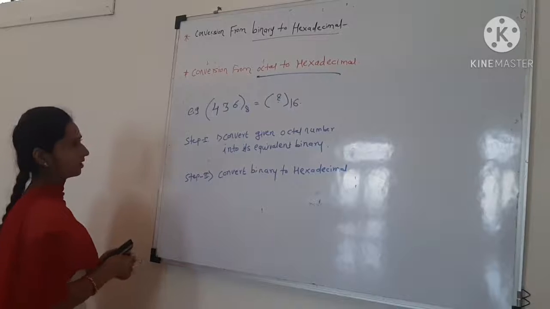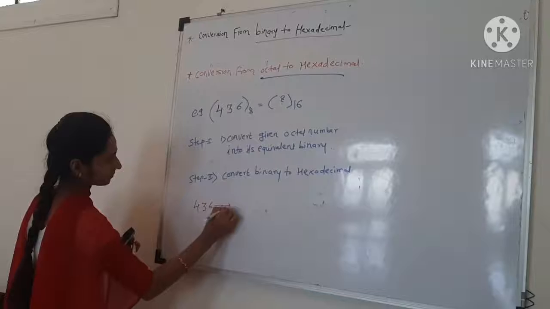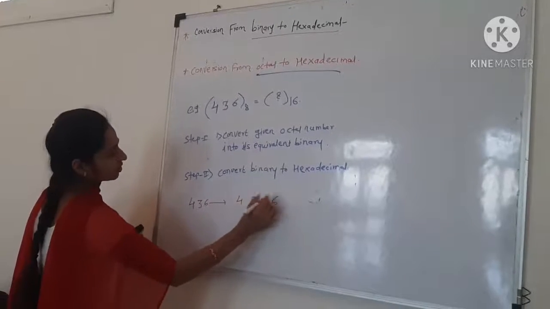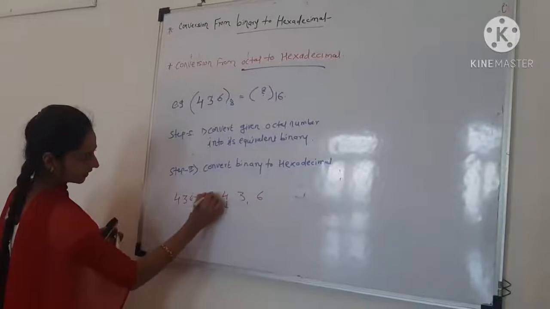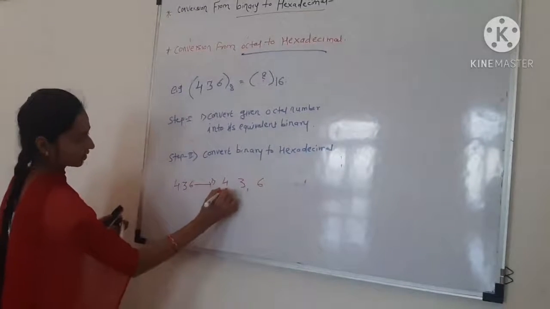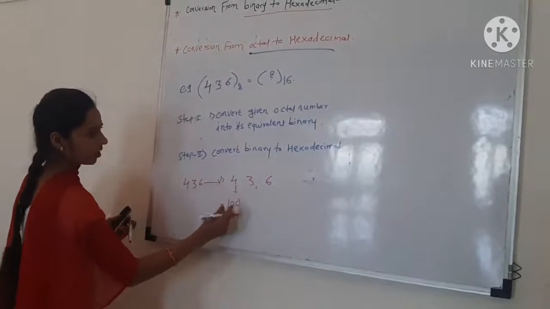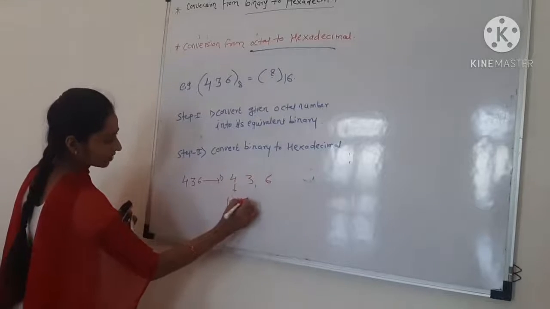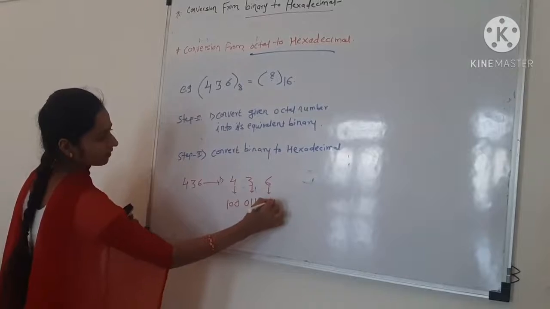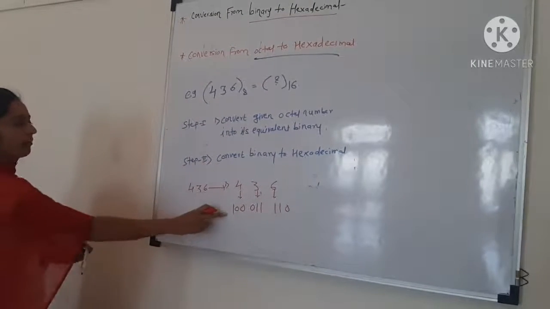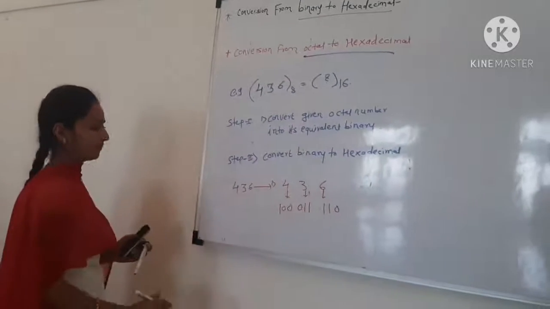So write down our given octal number, that is 436. What is the first step? Convert into its equivalent binary, means we have to write its equivalent binary number. What is the equivalent of 4? That is 1 0 0. What is the equivalent of 3? 0 1 1. And what is the equivalent of 6? 1 1 0. So this is our first step, converting the given octal number into its equivalent binary.